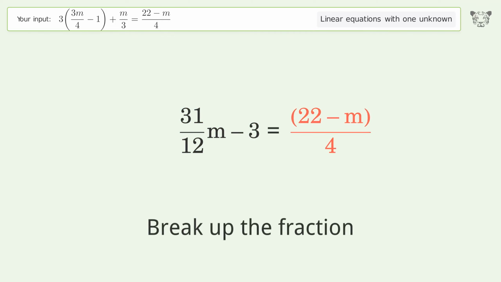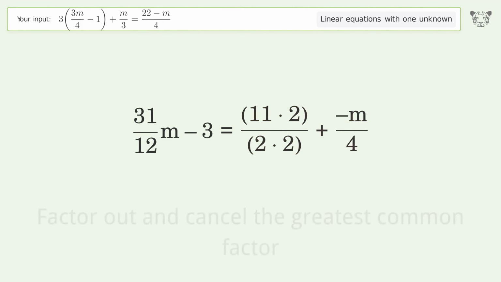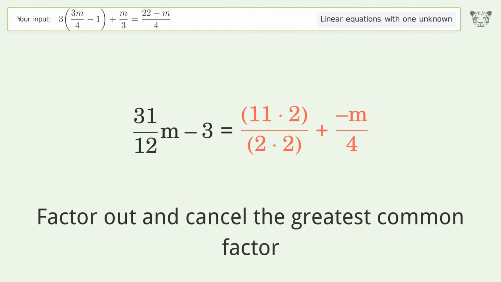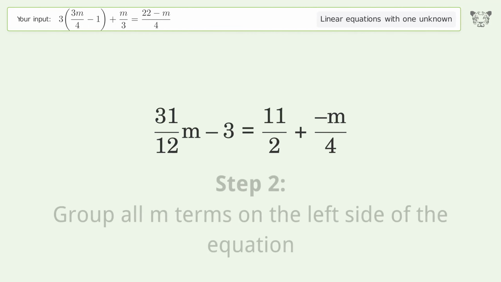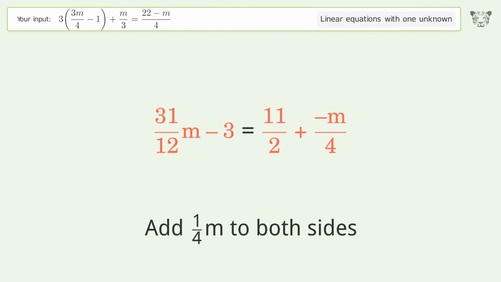Break up the fraction. Find the greatest common factor of the numerator and denominator. Factor out and cancel the greatest common factor. Group all m terms on the left side of the equation. Add 1 over 4m to both sides.